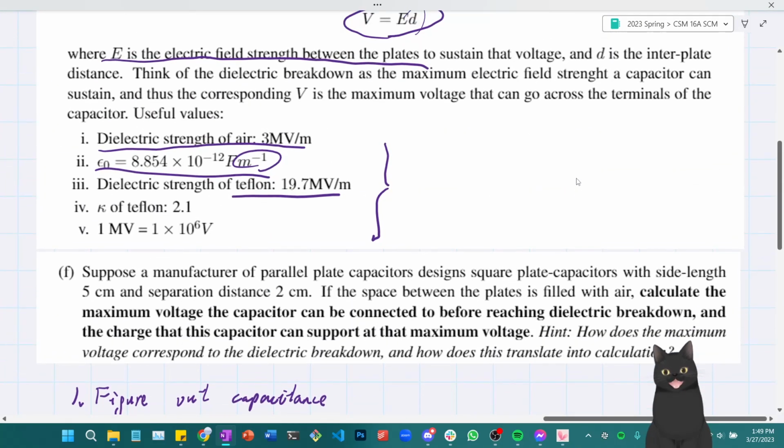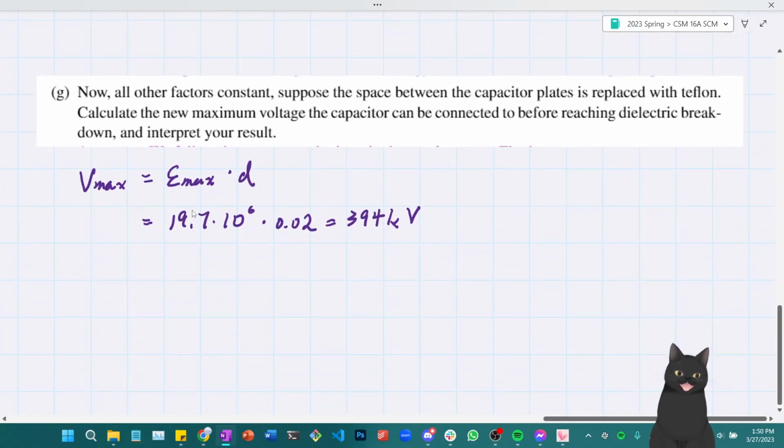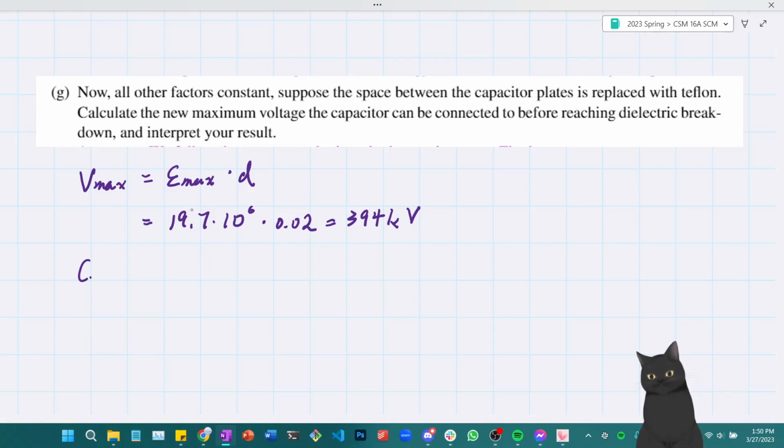And also, if we look at the graph above, we can see that Teflon has a kappa of 2.1, while air has a kappa of 1, as we stated in part A. What that means is that the permittivity, or the dielectric constant, of my capacitor when I have Teflon is stronger than when I have air. So in both ways, I have a stronger capacitance. Let me write that down as a relationship as well. C Teflon is equal to kappa Teflon, which is 2.1, times C air, which is equal to 2.1 times the capacitance from the previous part.